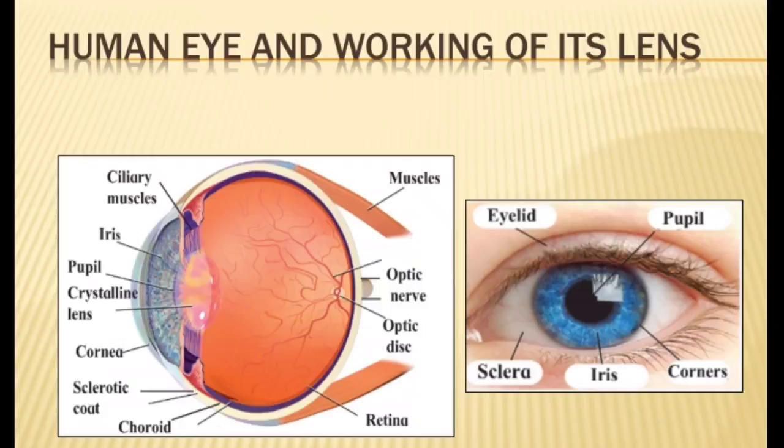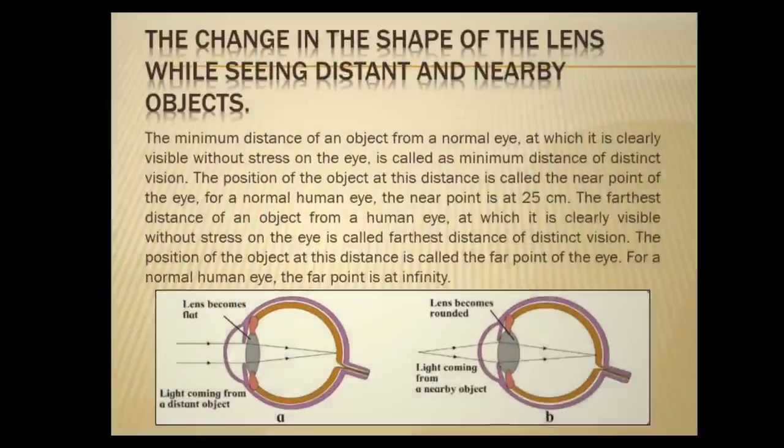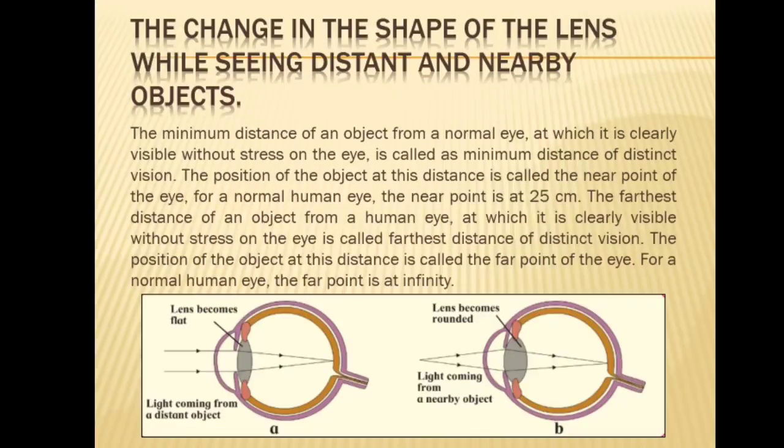While seeing objects at large, infinite distances, the lens of the eye becomes flat and its focal length increases. While seeing nearby objects, the lens becomes more rounded and its focal length decreases. This way, we can see objects clearly irrespective of their distance. The capacity of the lens to change its focal length as per the need is called its power of accommodation. Although the elastic lens can change its focal length to increase or decrease it, it cannot do so beyond a certain limit.